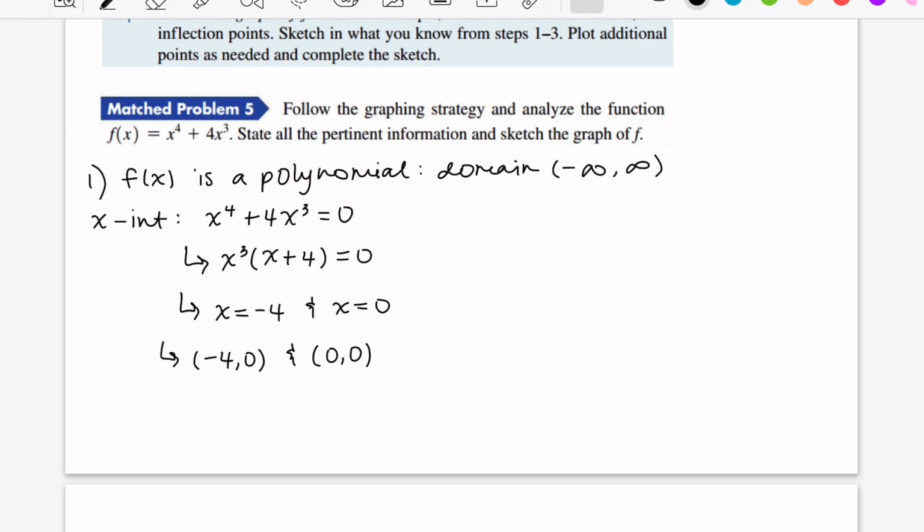Then to find our y-intercept, what we're going to do is set x equal to 0 and solve. And so in this case, we get 0. Okay, so this tells us that our y-intercept is (0, 0), and we actually already have that as our x-intercept as well. This is the origin.